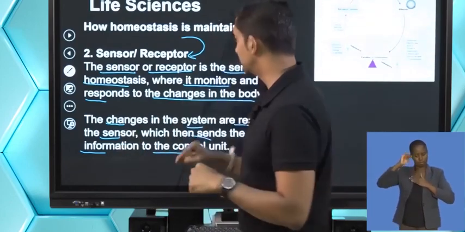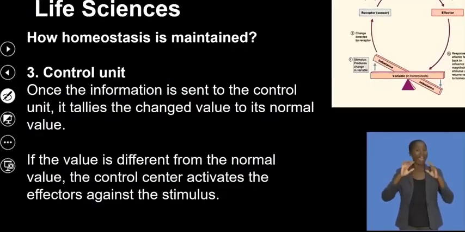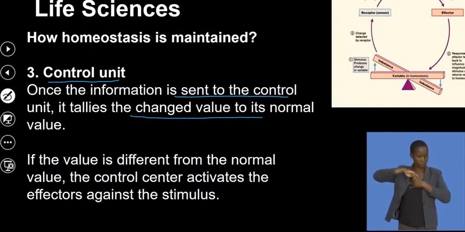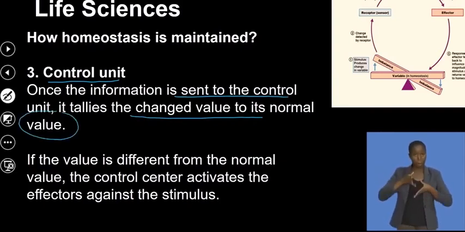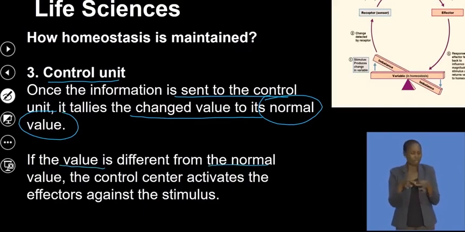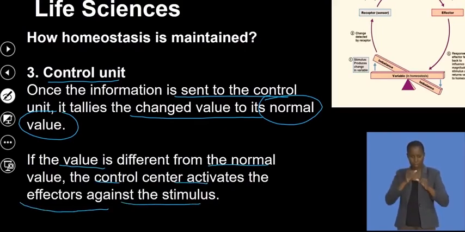It will then respond using the effector. So the control center is going to interpret that and send information that then needs to be received by an effector organ, through identifying something that is against the normal value. If the value is different from the normal, the control center will activate an effector organ, which then brings about a response to that stimulus.